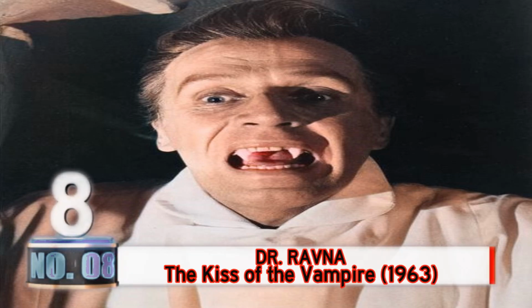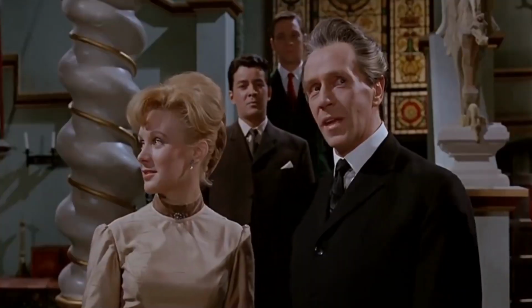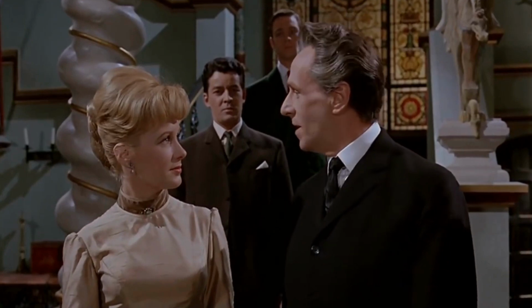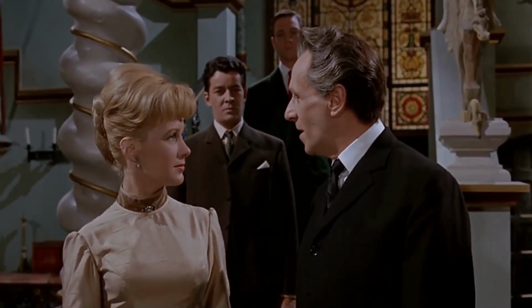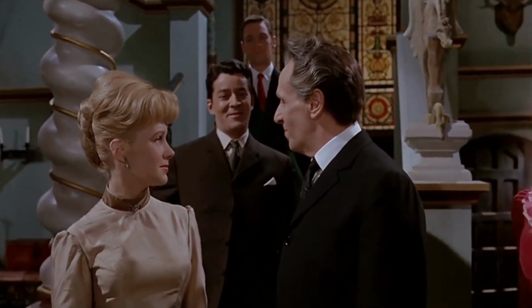Coming in at number 8 on my list is Dr. Ravna from Kiss of the Vampire from 1963. Dr. Ravna is played by Noel Willman, and he is very charismatic for being played by an actor that you don't really know as well. As this could have easily been a role that was played by Peter Cushing or Christopher Lee, or even Charles Gray. But Noel Willman does a good job in this role.